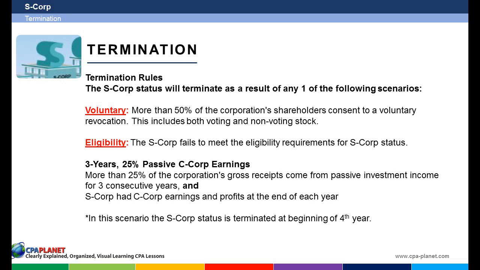So let's say that again. More than 25% of the gross receipts come from passive investment income for 3 consecutive years, and they had C-Corp earnings and profits at the end of each year.